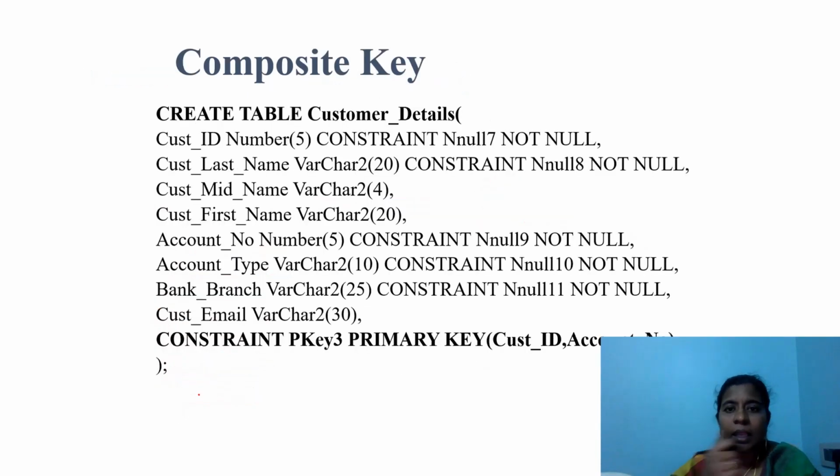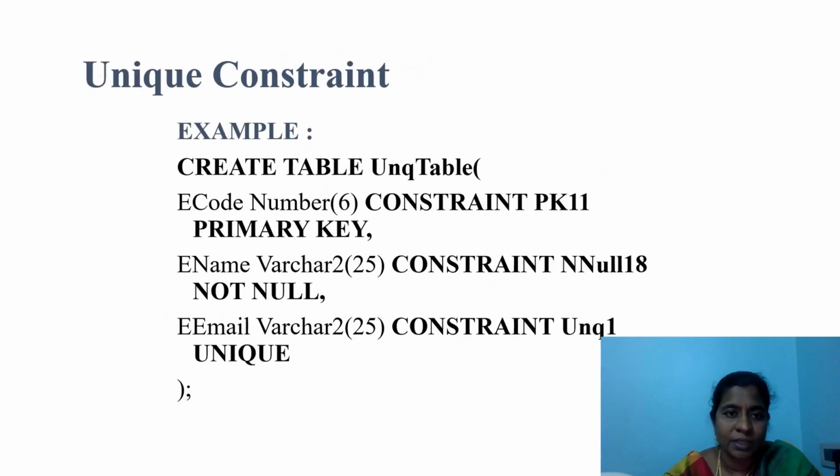And as I said, what a composite key is: while here we have created a table called customer details, and initially you know that we have defined account number as the primary key. Instead, assume that you are using two attributes as a primary key. Then we call it a composite key. If you use a combination of keys as a primary key, then we call that a composite key.